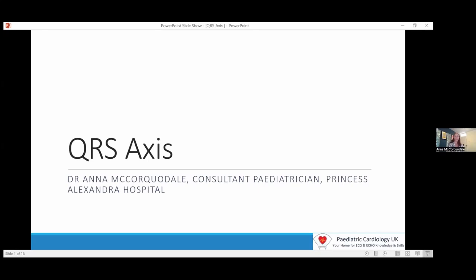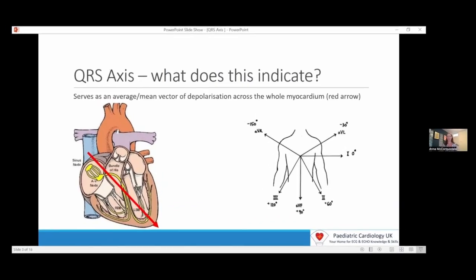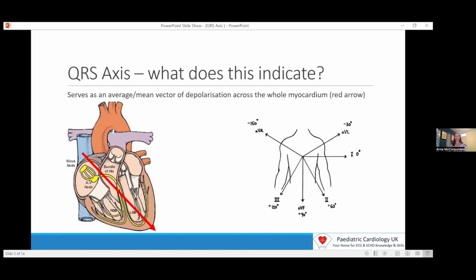Hi, I'm Dr. Anna McCorkdale. I'm a consultant paediatrician at the Princess Alexandra Hospital in Harlow in the UK. I'm here to talk to you today about the QRS axis and how we calculate it. I will go through different mechanisms of calculating axis now.